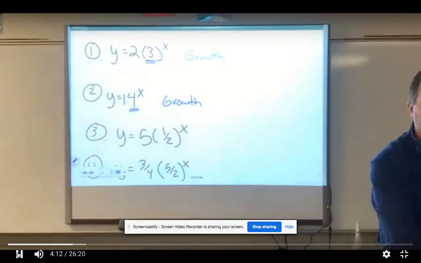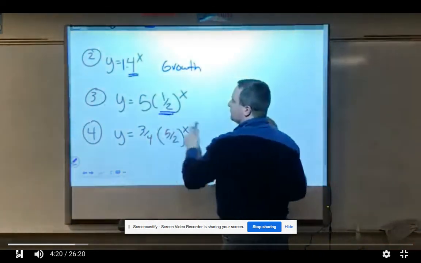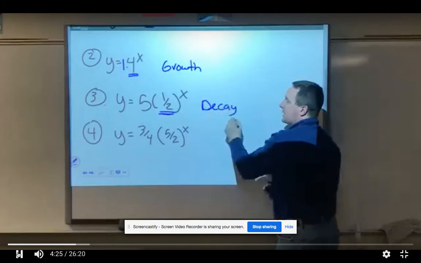But when I look at number 3 now, look carefully at number 3. Scooch this up a smidge. When I look at number 3 here, the letter b is 1/2. 1/2 is less than 1. This one would represent exponential decay.